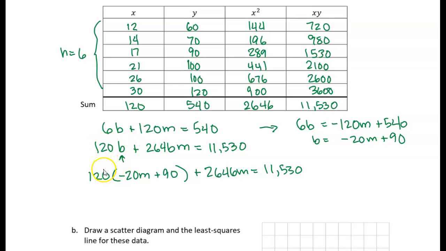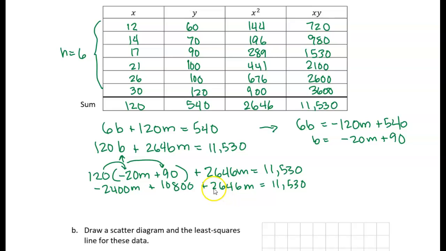All right, so I'm going to distribute the 120 through the parentheses, first of all. So what do I get? I get minus 2,400m plus 10,800. I take 90 times 120. And then I have 2,646m is equal to 11,530.